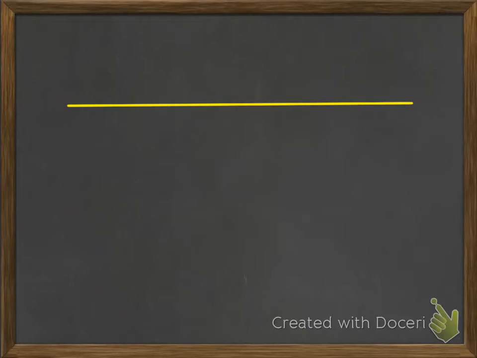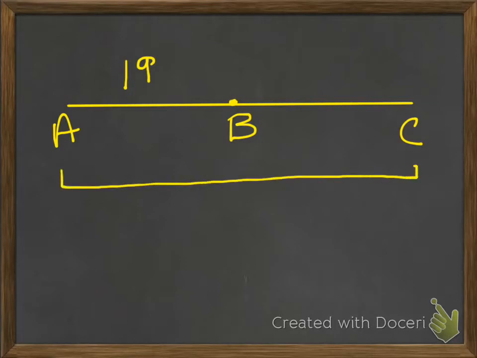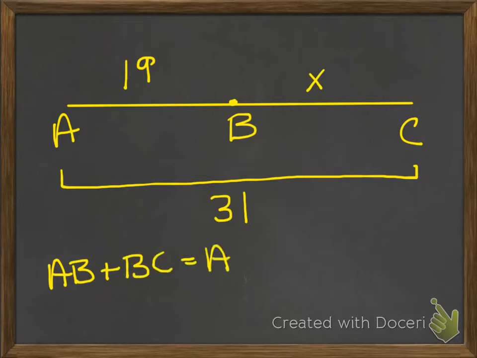So here we've got line segment A, C, and then we've got B somewhere here in the middle. All right. So AB is equal to 19, and AC, which is this whole distance right here, is equal to 31, and we want to know what this distance is. Okay, so this segment addition postulate says that AB plus BC is equal to AC.